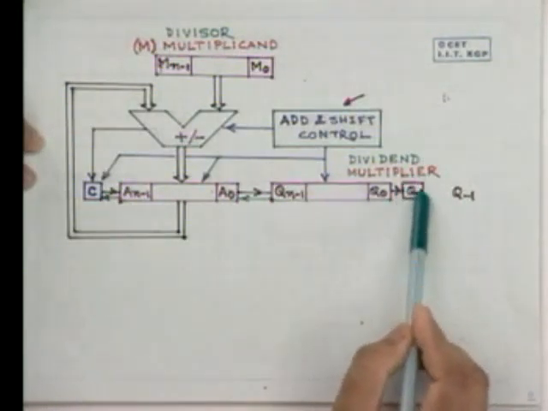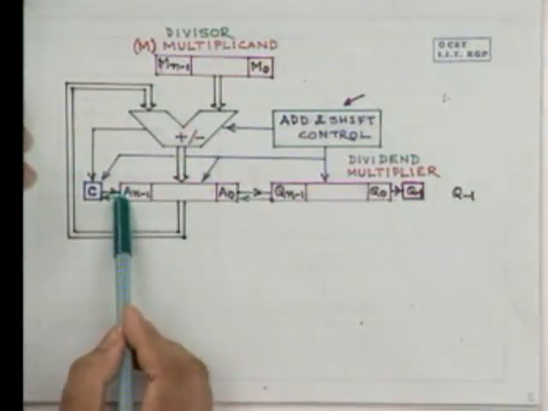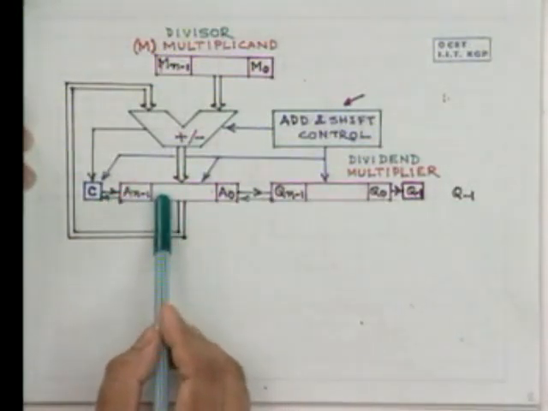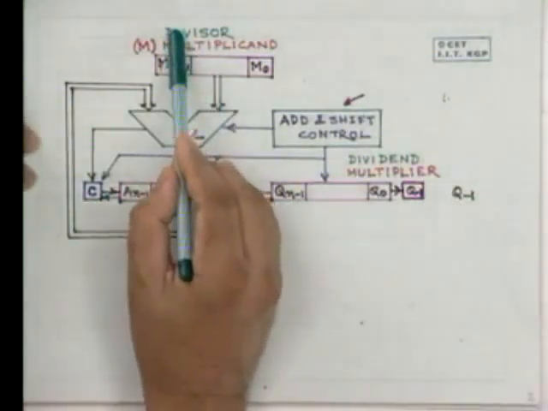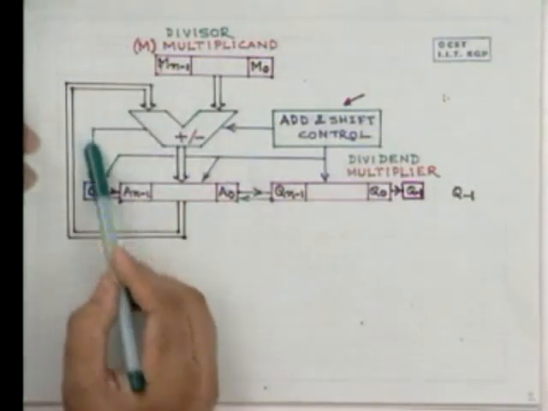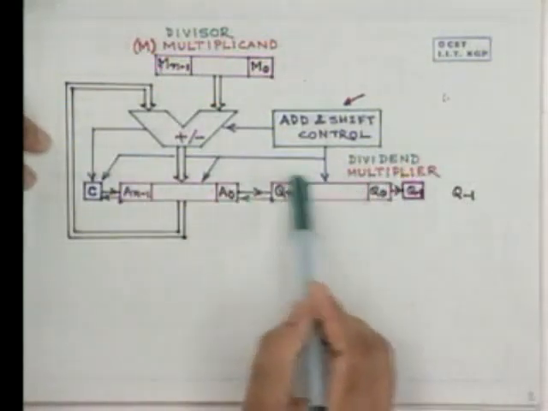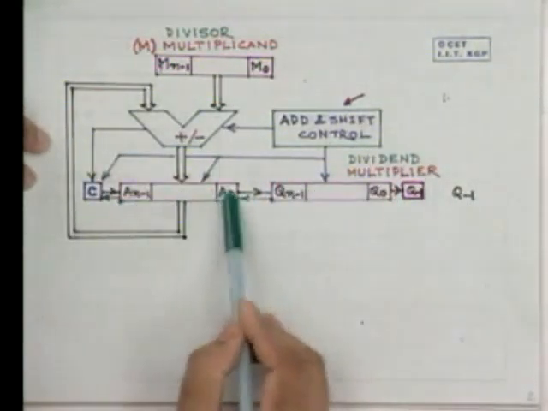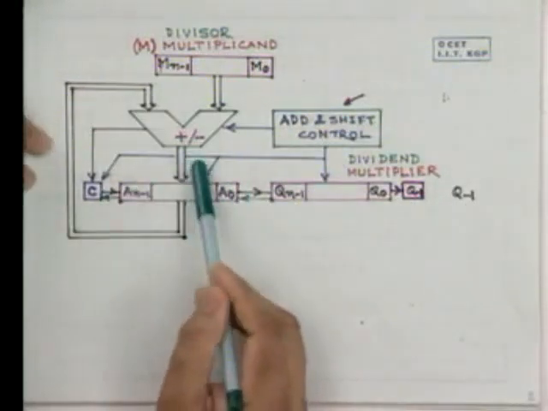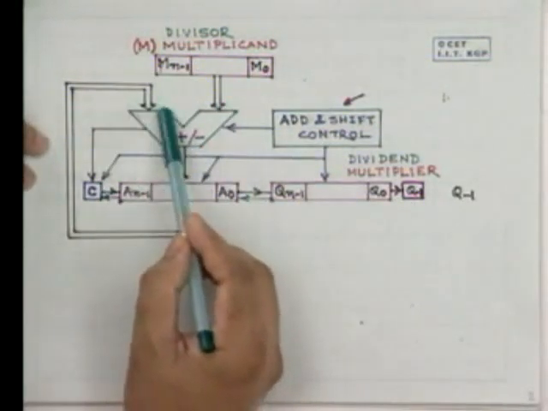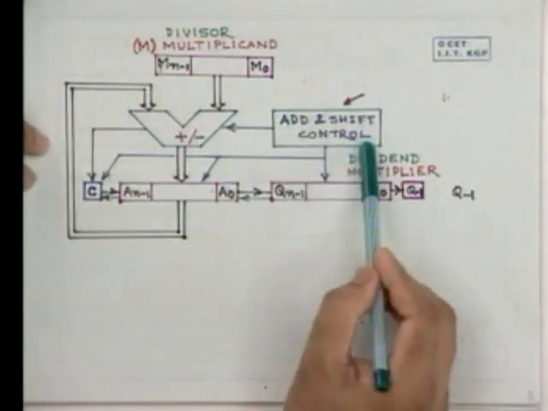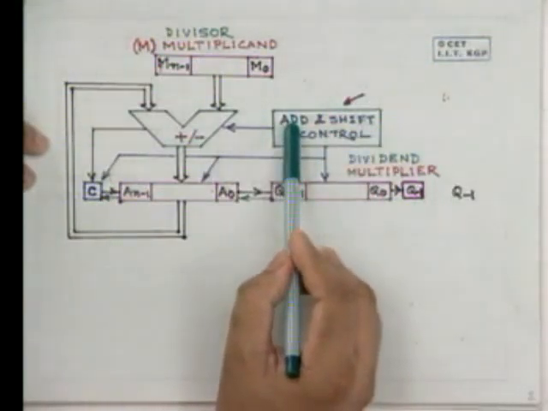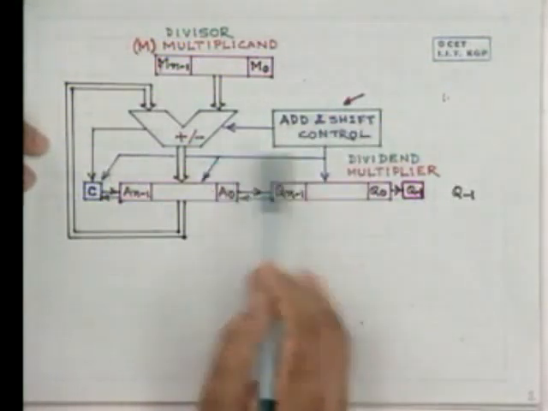This Q minus 1 will not be used, and what emerges out of the most significant bit of the A register may be shifted to the C, which we call the carry flag. The divisor will be kept in the M register and the dividend will be kept in the Q register. The A register will be cleared. This is the unit which will be doing addition or subtraction as is necessary, and this is the add, subtract and shift control.